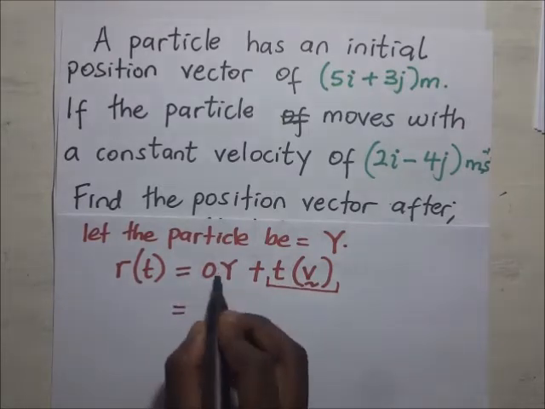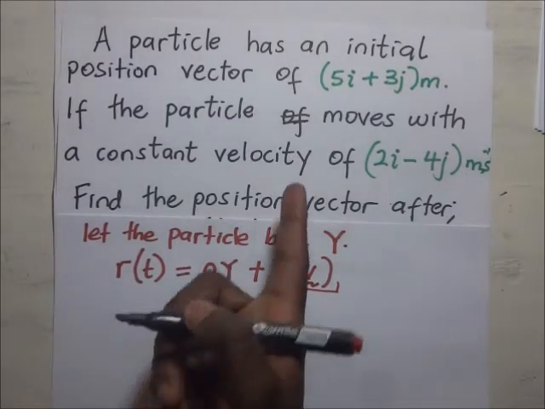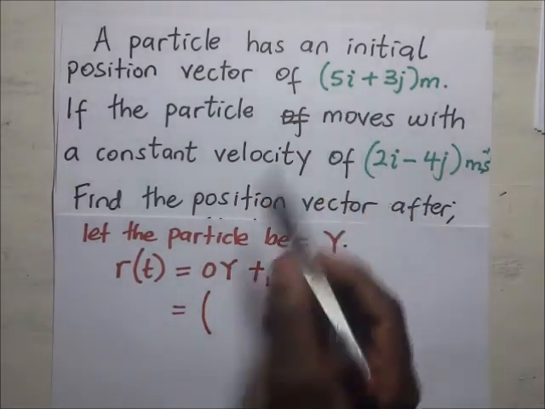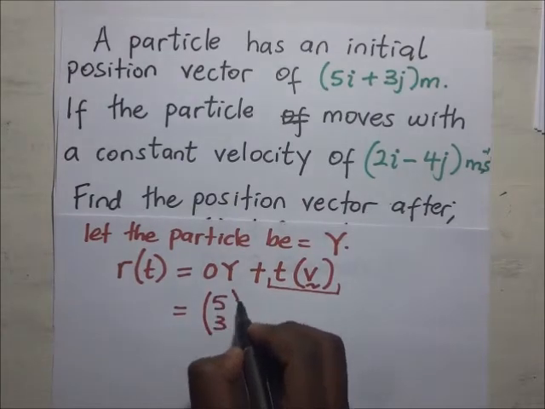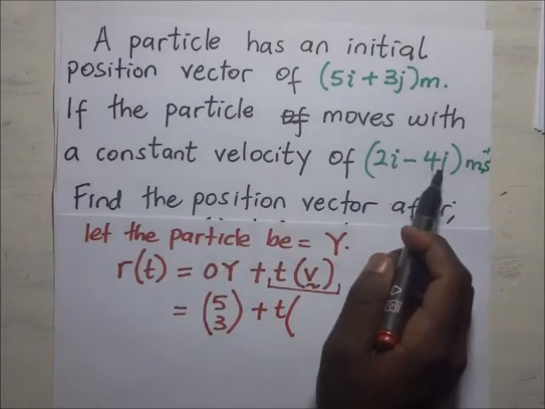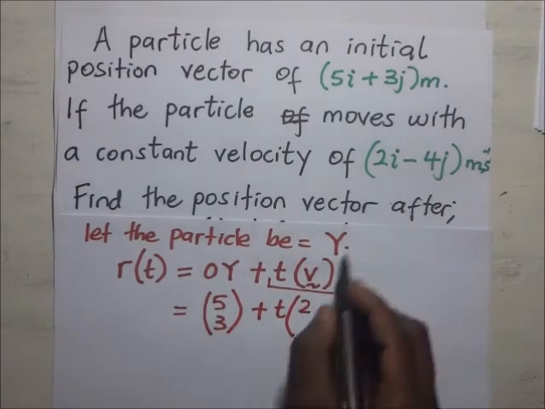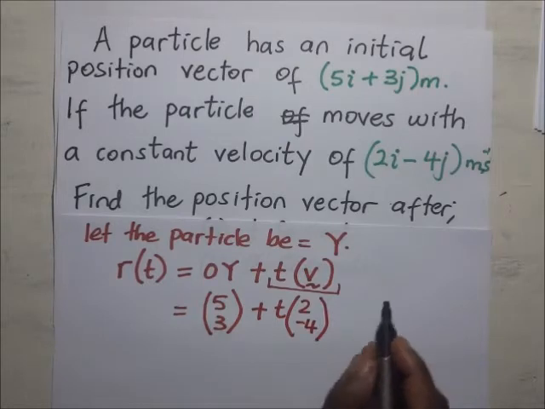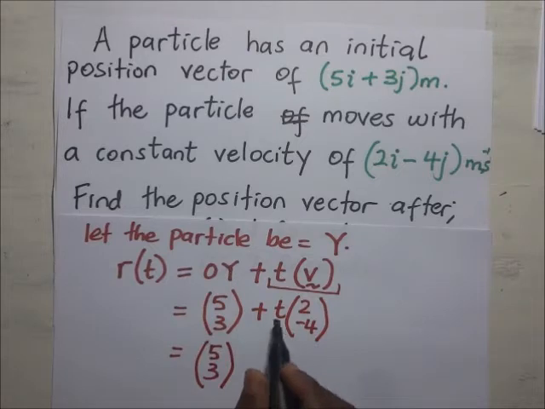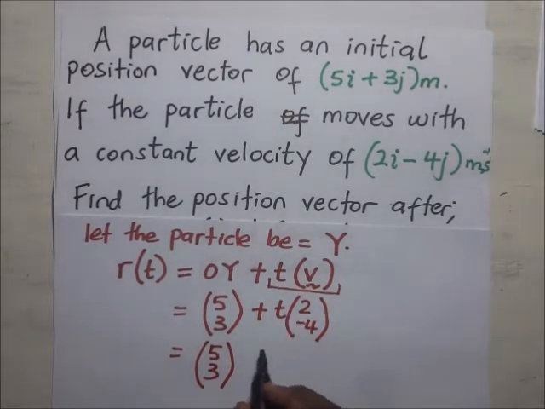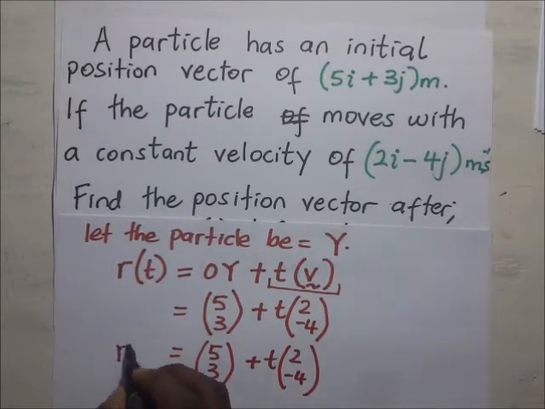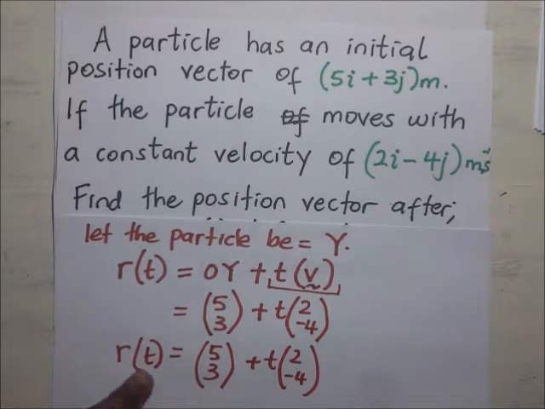So in this case, the position vector OY, according to our question, is 5i plus 3j. We can write this in column form: (5, 3) plus time times the velocity vector. The constant velocity that this particle is traveling with is (2, -4). So this becomes (5, 3) plus t times (2, -4). This is now the general expression for the position vector after a certain time t.